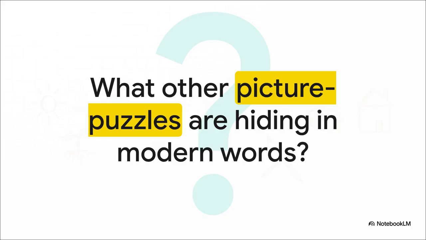So we started with a simple man in a box, and we ended up discovering an ancient profile drawing, a story about evolution, and a system of language that's surprisingly parallel to English. It really makes you wonder, doesn't it? What other ancient picture puzzles are hiding in plain sight inside the words we use every single day?